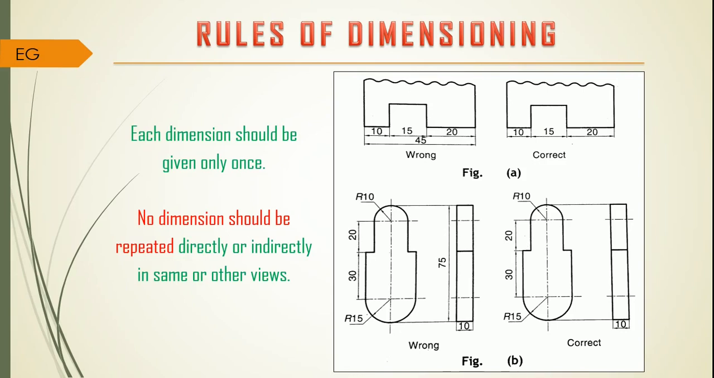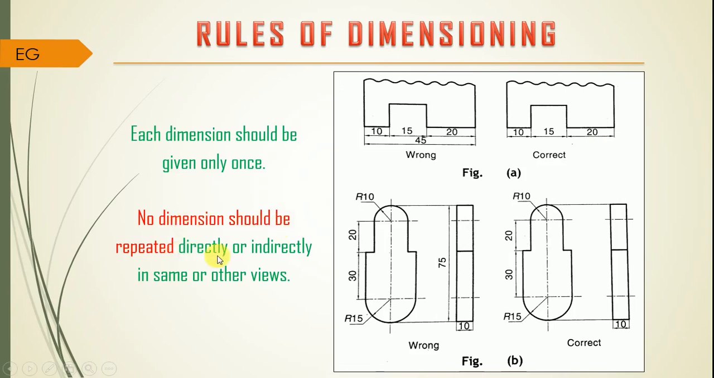Each dimension should be given only once. Here you found it's 10 mm, 15 mm, 20 mm. If you make a sum of this, it becomes 45 mm. So no need to show over here that the overall length is 45 mm. It means your dimensioning number gets repeated there. So you should show the dimension only once, like this: 10, 15, 20, that's it. No need to mention it's 45 mm. So that is the rule.